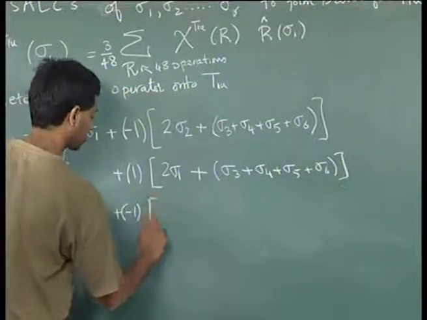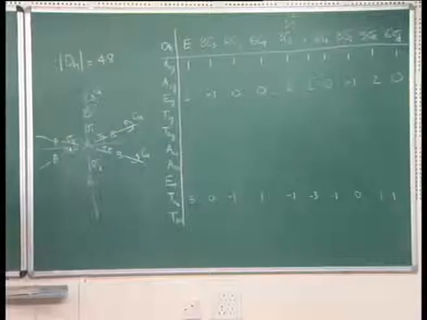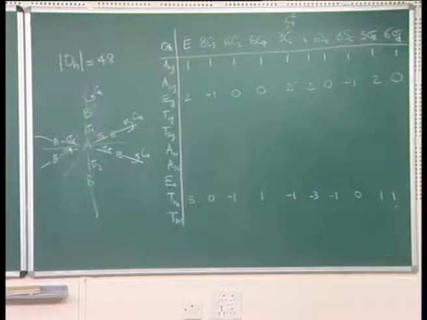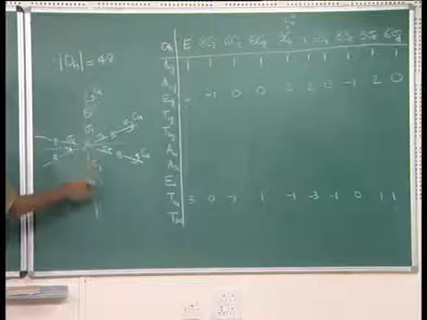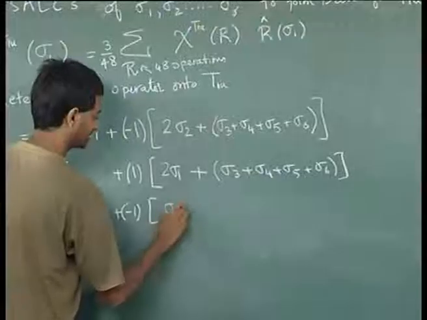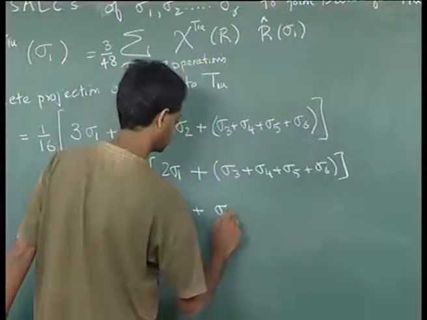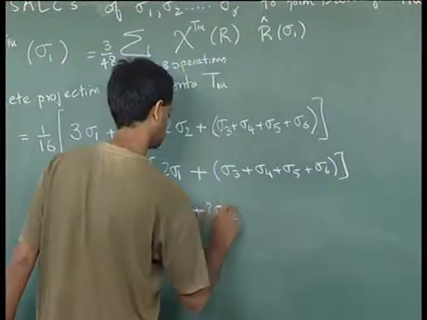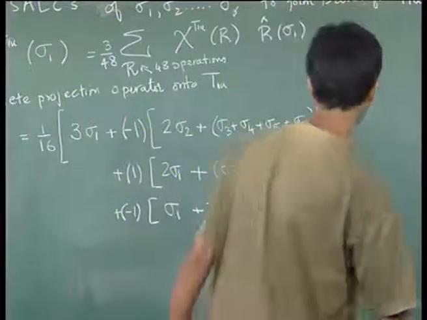So the C4 square operation will again have 2 of them. There are 3 C4 square operations, one corresponding to each of the axes. One of them will leave sigma 1 as it is, the other two will take sigma 1 to sigma 2. Okay, so those are the three C4.